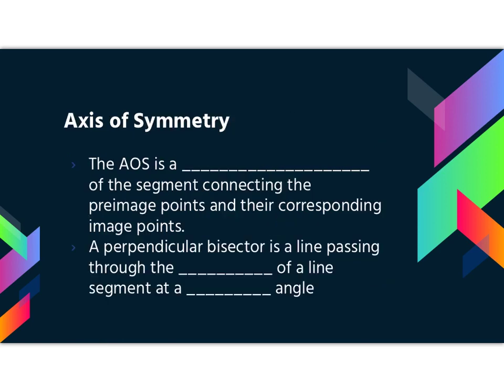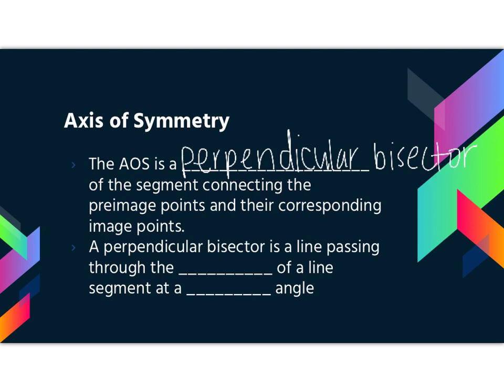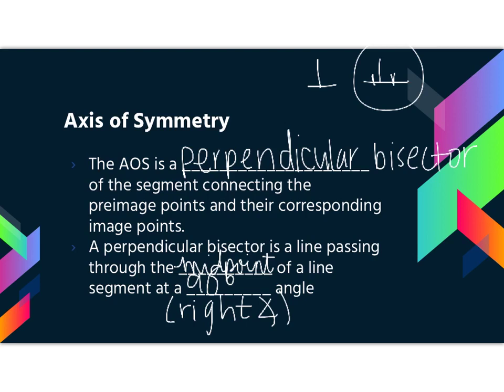The axis of symmetry is a perpendicular bisector of the segment connecting the pre-image points and their corresponding image points. The symbol for perpendicular is this line, and I just often use a perpendicular bisector symbol like this because bisect means you're cutting it in half, so that's a symbol that I use. A perpendicular bisector is a line passing through the midpoint of a line segment at a 90-degree angle. Note that 90-degree angles and right angles are synonyms. So basically, the axis of symmetry splits the segment connecting the pre-image points to their image points in half at a right angle.